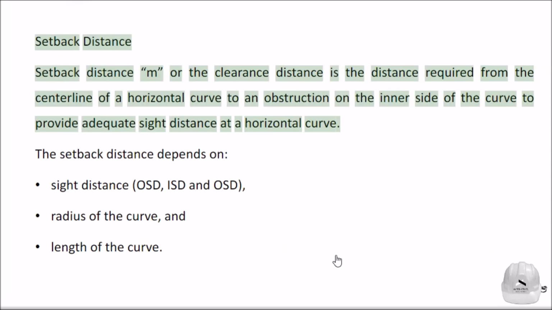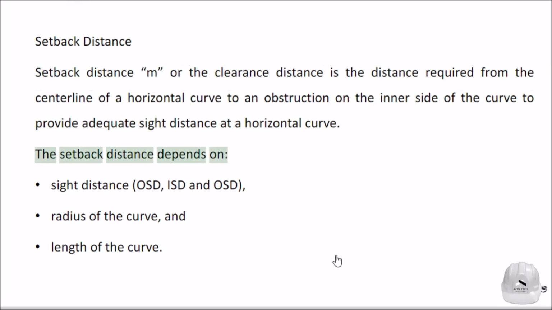Setback distance m, or the clearance distance, is the distance required from the center line of a horizontal curve to an obstruction on the inner side of the curve to provide adequate sight distance at a horizontal curve. The setback distance depends on sight distance, OSD, ISD, and OSD, radius of the curve, and length of the curve.